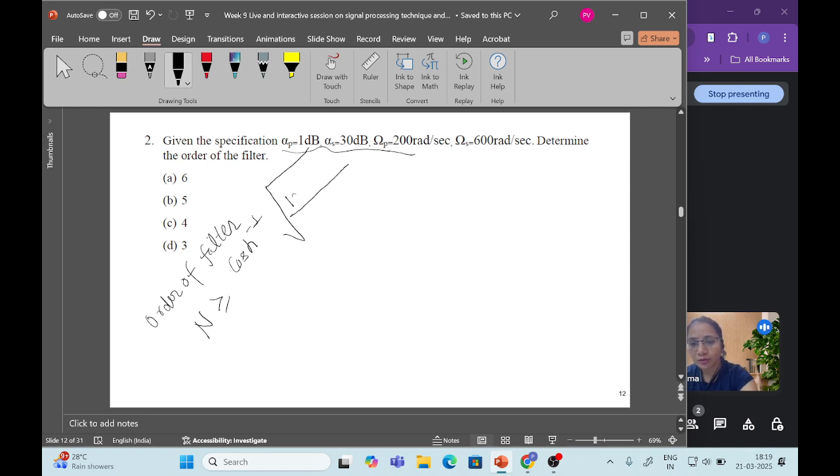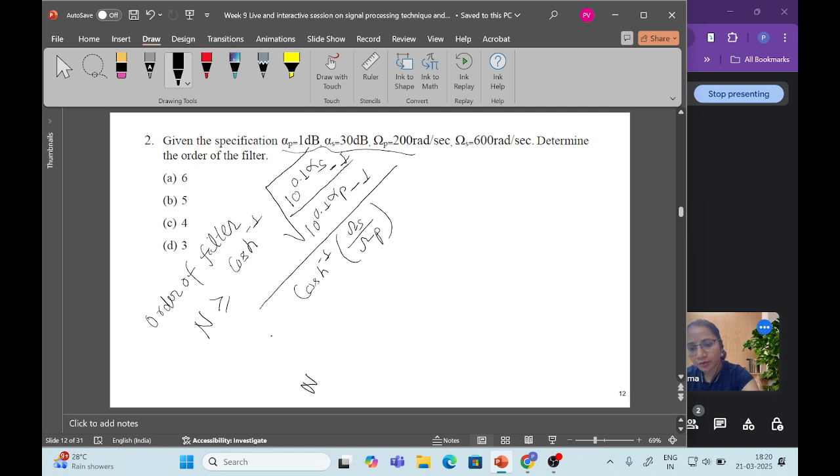So the formula is 10 to the power 0.1 alpha s minus 1, divided by 10 to the power 0.1 alpha p minus 1, and the whole divided by cosh inverse of omega s divided by omega p. So by using this formula we can calculate these values.